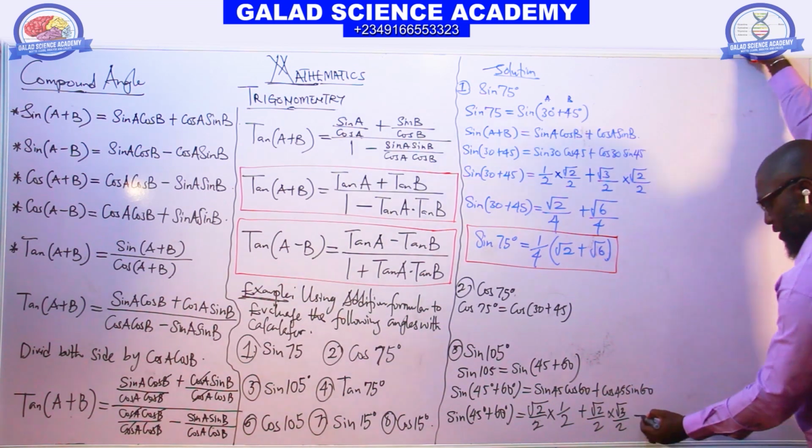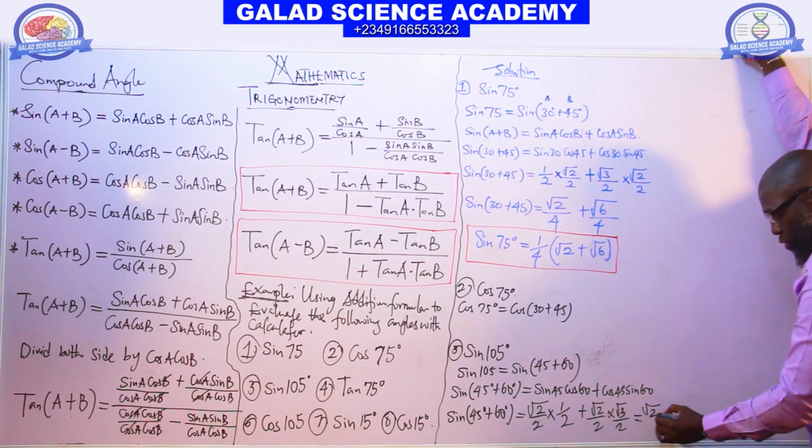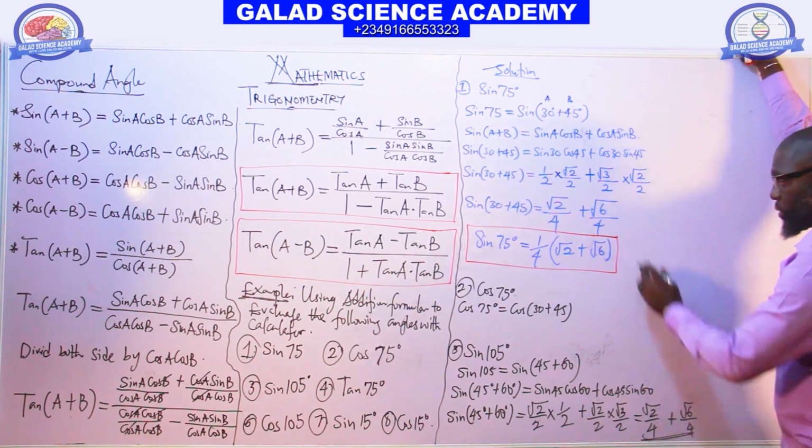So, if you solve it now, we have the same thing with this one. So what do we have? Root 2 over 4 plus root 6 over 4. The same thing with this one.